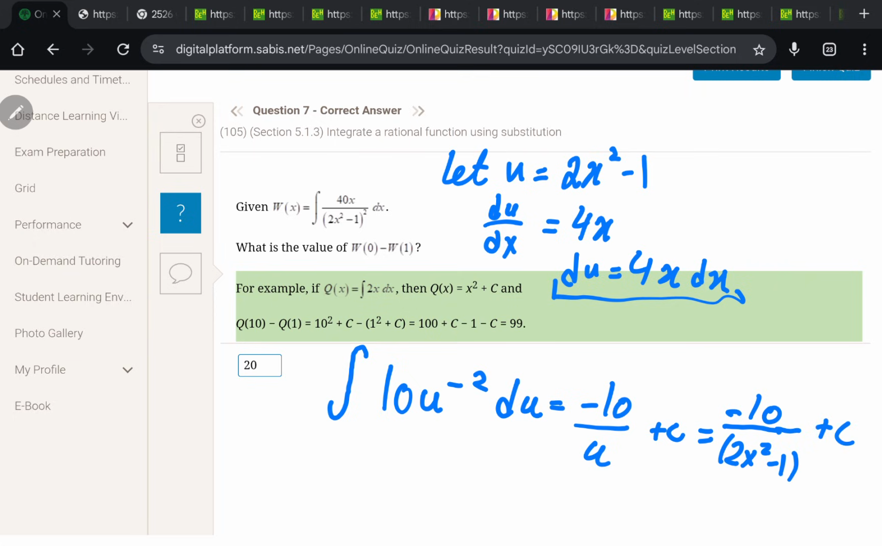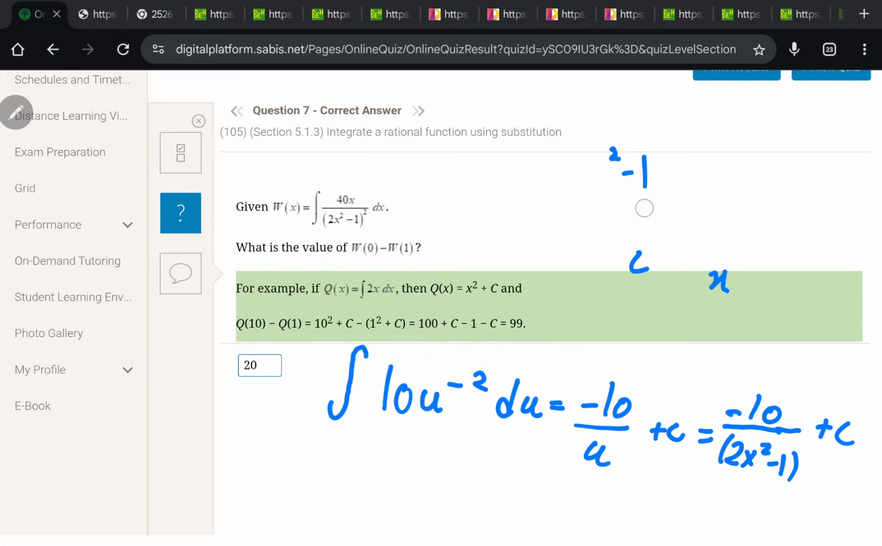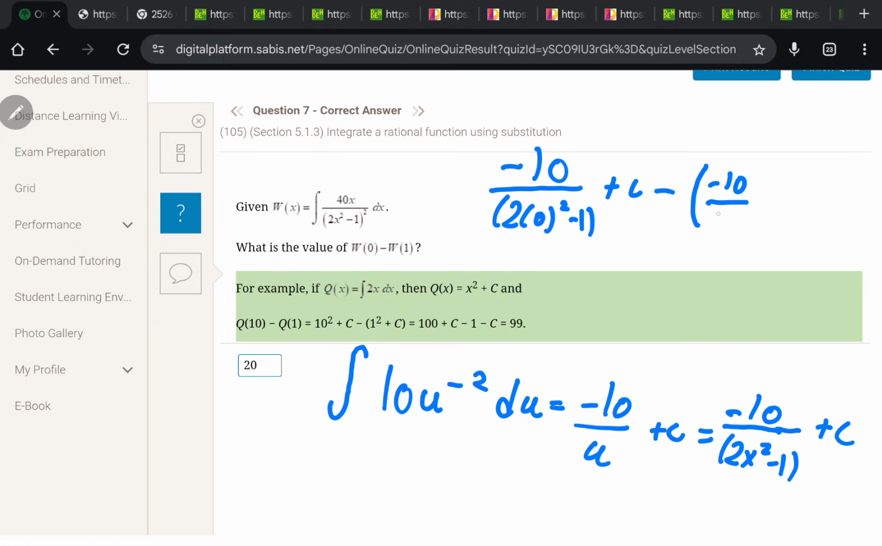This is your answer. Now, we're going to plug in 0 for this, and we're going to plug in 1 for this, and subtract from each other. So, minus 10 into 2 into 0, or sorry, wait. Open the bracket, 2, 0 squared minus 1, plus c, minus, what was it? Minus 10 into 2 into 1 squared minus 1 plus c.